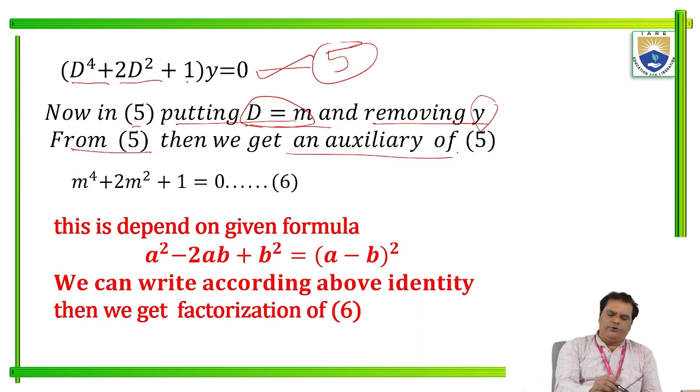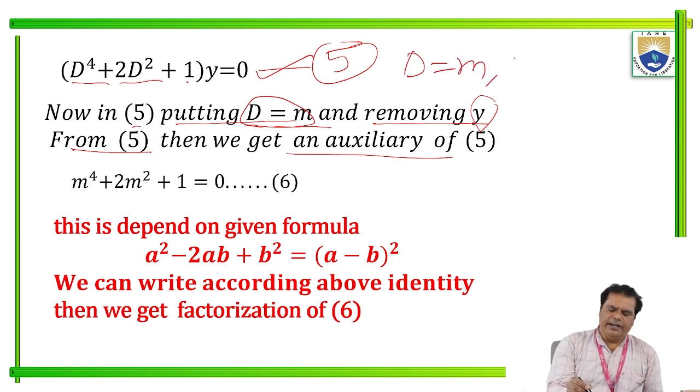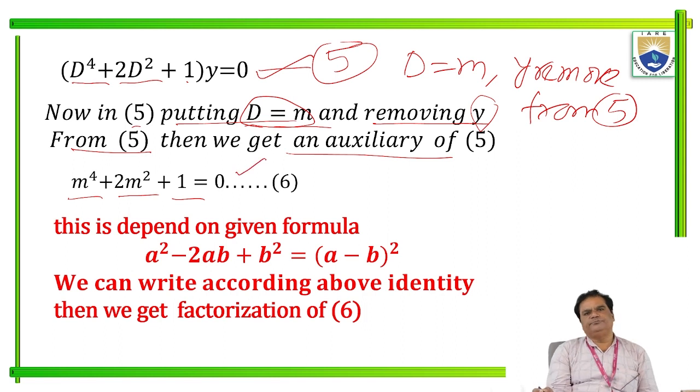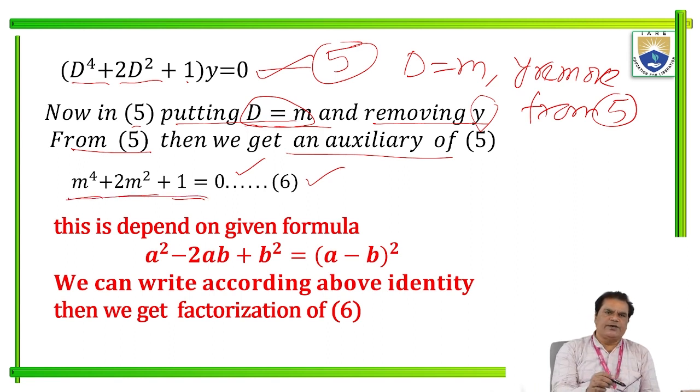Putting D equal to m and removing y from 5, we get m^4 + 2m^2 + 1 = 0. This is equation 6. This is a perfect square.